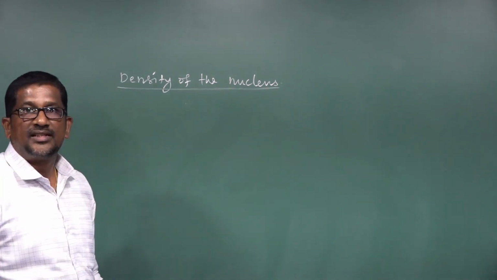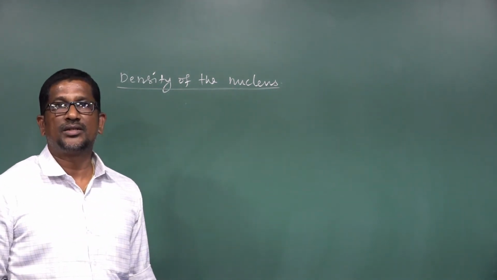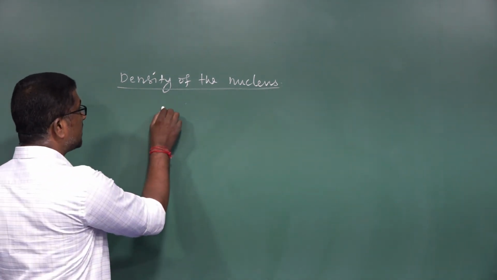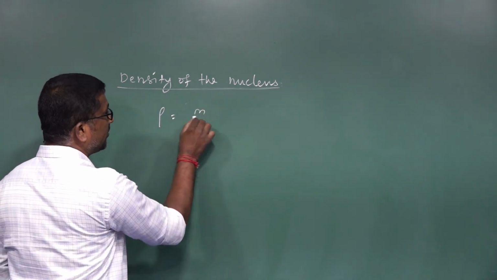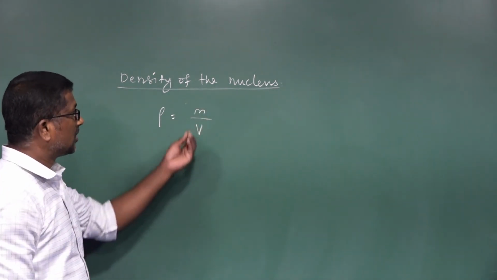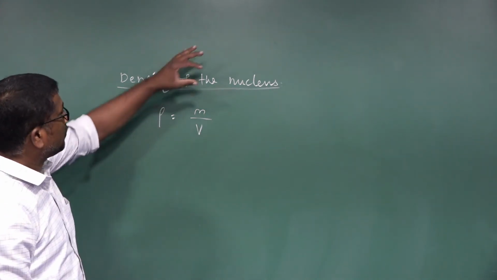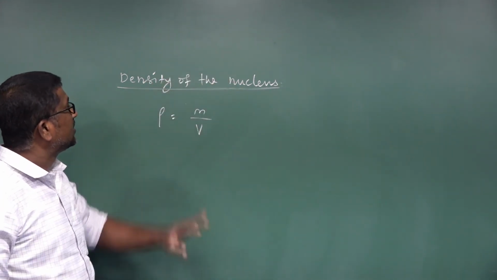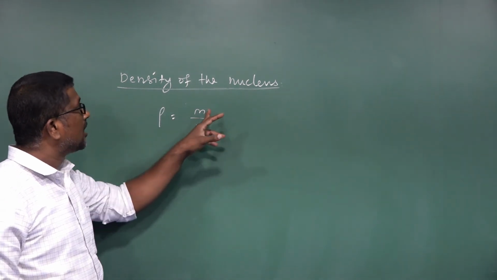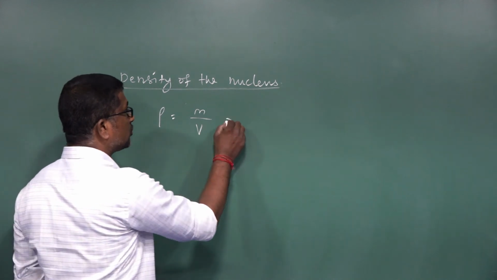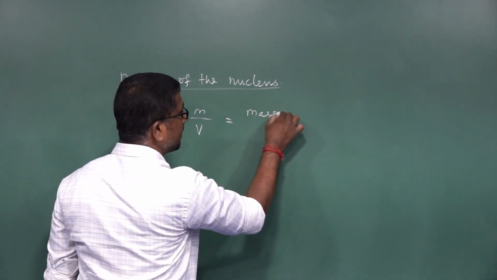Right, what is the density? Density is nothing but mass per unit volume. The general formula for density is rho equals m divided by v. Mass per unit volume is called density. For a nucleus, the density of the nucleus is defined as the mass of the nucleus to the volume of the nucleus.